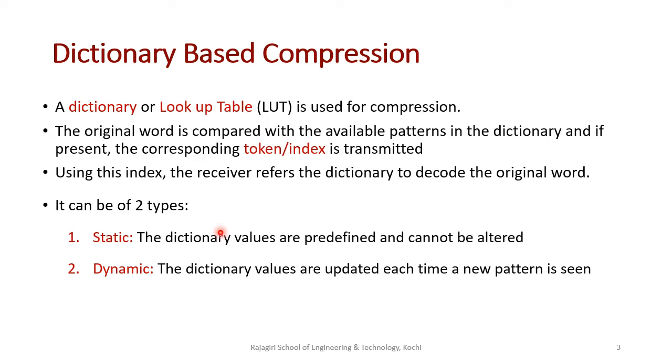In a static dictionary-based compression, the dictionary values are predefined and they cannot be altered. Whereas in a dynamic dictionary-based compression, the dictionary values will be updated every time a new pattern or word is encountered.